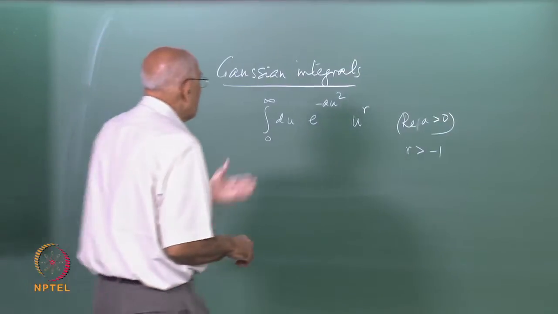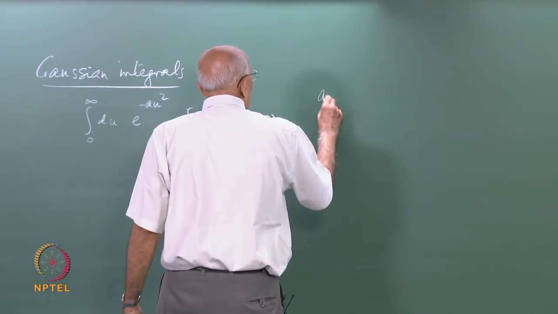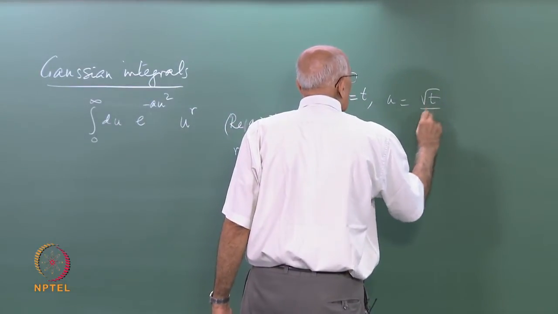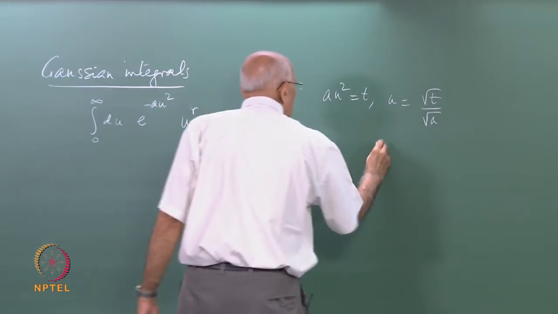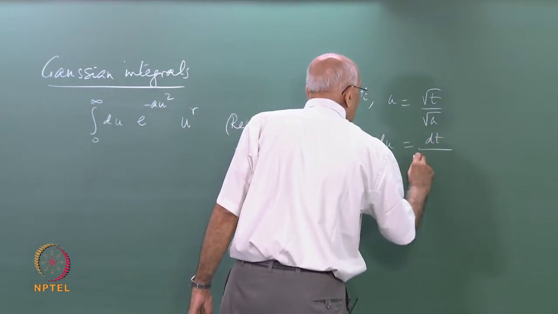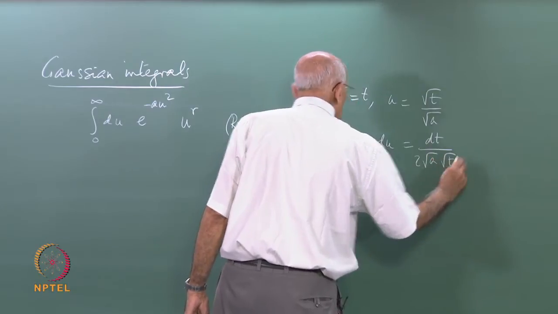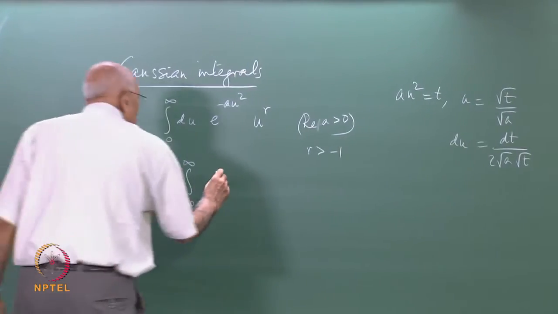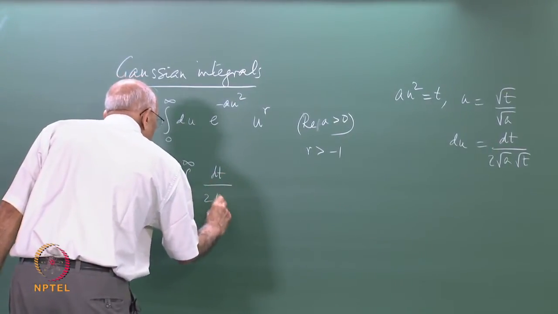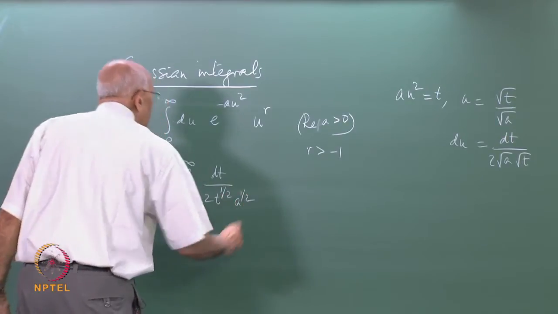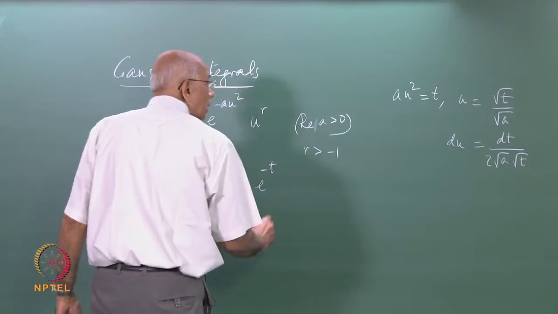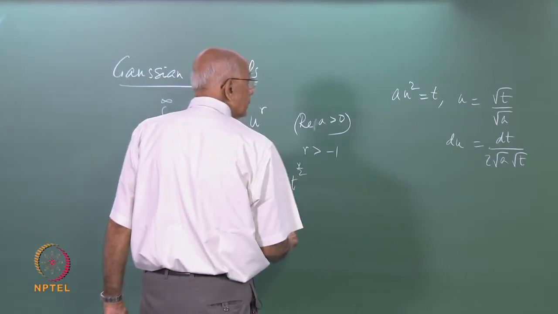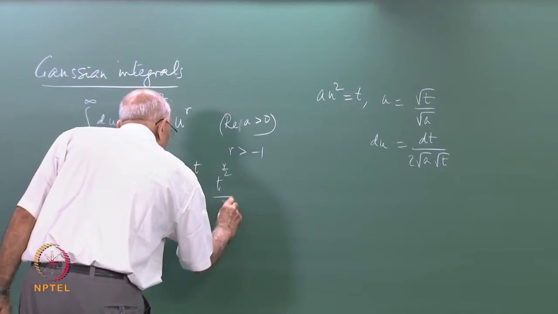Okay. Now what is the way to do this? Well, substitute, put au squared equal to t, or u equal to root of t over root of a, and then du is dt over 2 root of a root of t. So the integral becomes equal to 0 to infinity dt over 2t to the half, there is an a to the half here, e to the minus t, and then a u, which is t to the power r over 2 over a to the power r over 2.